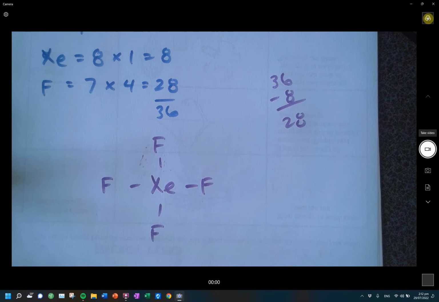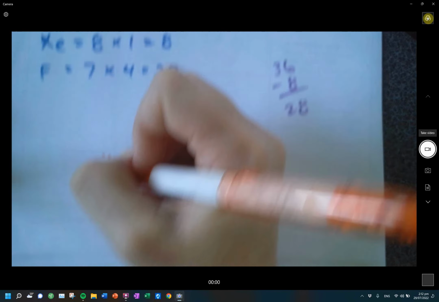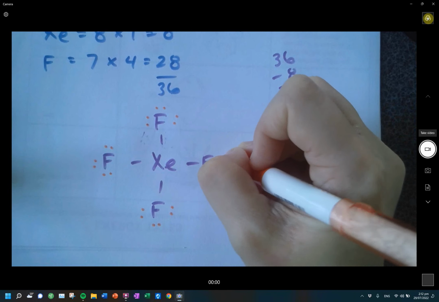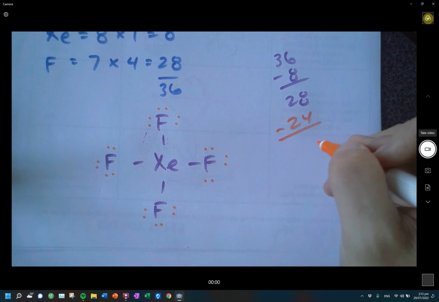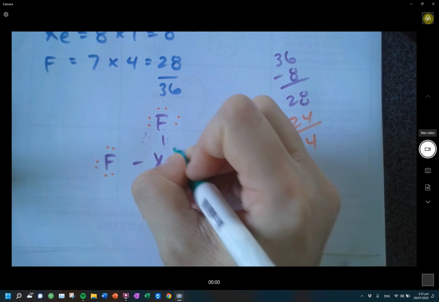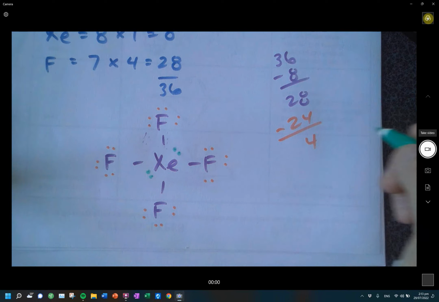We start outside going in. 1, 2, 3, 4, 5, 6, 7, 8, 9, 10, 11, 12, 13, 14, 15, 16, 17, 18, 19, 20, 21, 22, 23, 24. So I have 24. I subtract away those 24. I have 4 leftover electrons. So now I'm going to put them on the center atom. I'll grab a different color. Green. It doesn't really matter where you put them. You just have to show me that you have some electrons on there. So that takes care of the final 4.